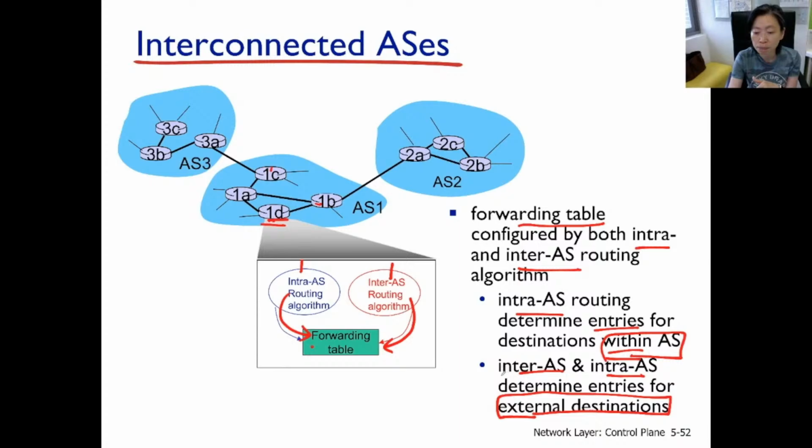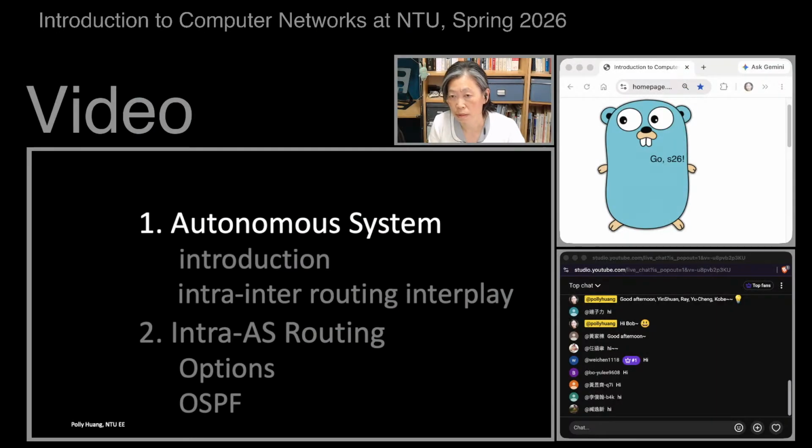So you see here, the interplay of inter-AS and intra-AS routing for packets going outside of the AS. All right, so that's a brief example. But what's very important in the video is that, of course, the routers within a domain would run intra-AS routing, and some of the routers would run the inter-AS routing.